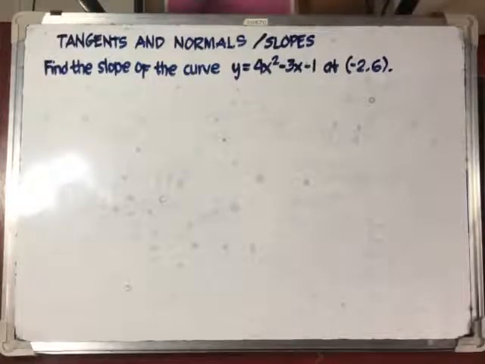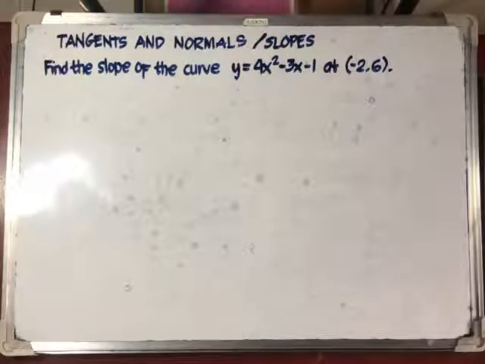Tangents and normals are another application of our derivative. This is directly linked to computation of the slopes of the line. We have a problem. Find the slope of the curve y equals 4x squared minus 3x minus 1 at point (-2, 6).